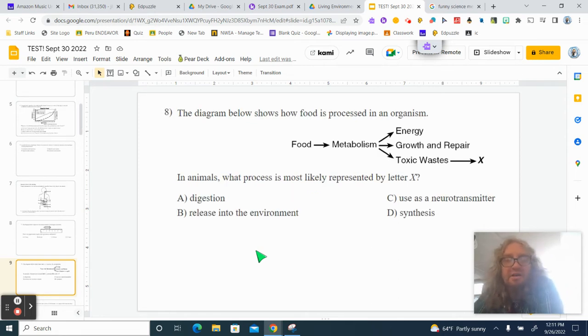Question 8. The diagram below shows how food is processed in an organism. It goes food to metabolism to energy, growth and repair, toxic waste, and from toxic waste it goes to X. In animals, what process is most likely represented by the letter X? Is it A, digestion, B, release into the environment, C, use as neurotransmitter, or D, synthesis?